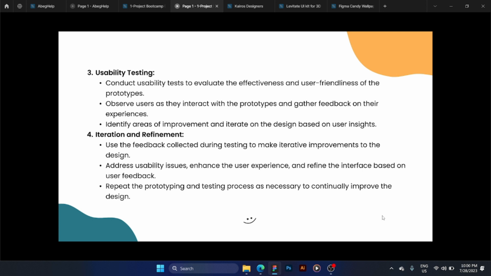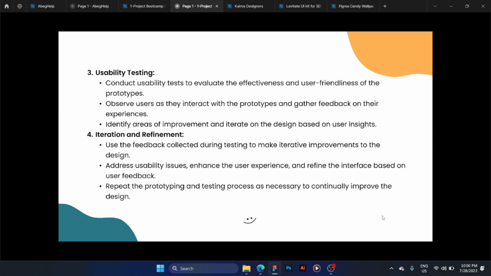So another thing is observe users as they react to the prototypes and gather feedback on the experience. So you must ensure that everything they complain about is well set and solved. So identify areas of improvement and iterate on the design based on user insight. So check the designs over and over again. So number four is iteration and refinement.